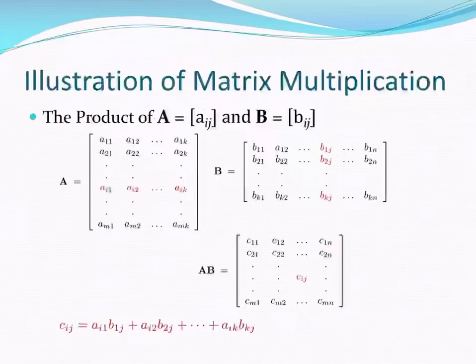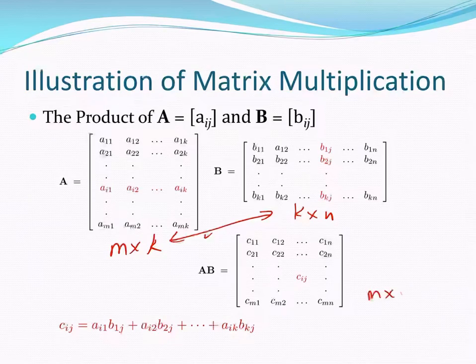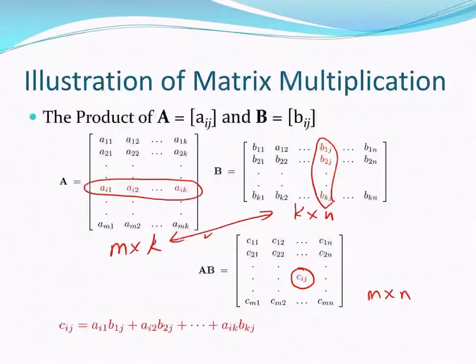More generally, matrix multiplication of A and B looks like this, where I have an m by k matrix on the left and a k by n matrix on the right. My interior dimensions match, and I end up getting an m by n matrix, and the ijth element of the product matrix is the sum of products of the ith row and the jth column of the left and right matrix respectively, which gives us this equation here.